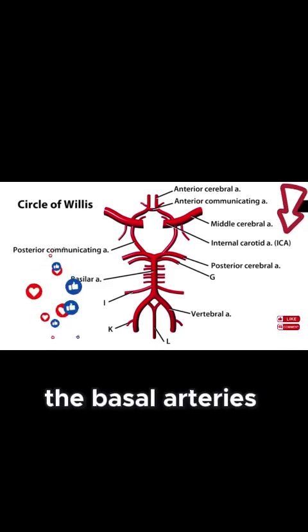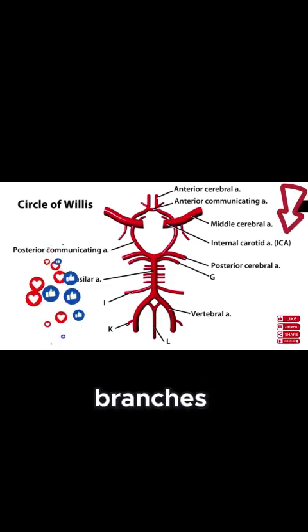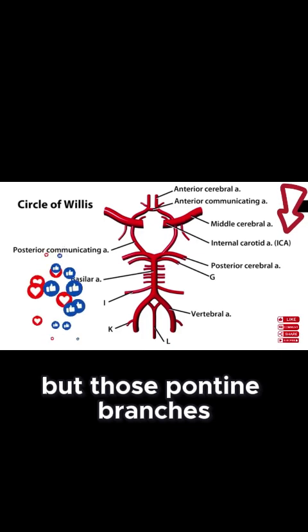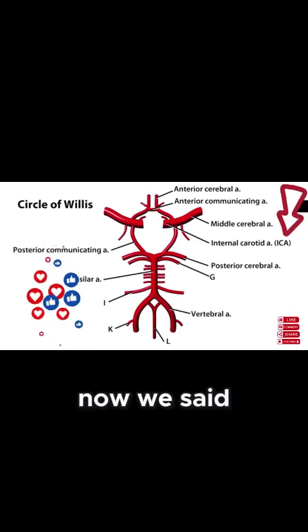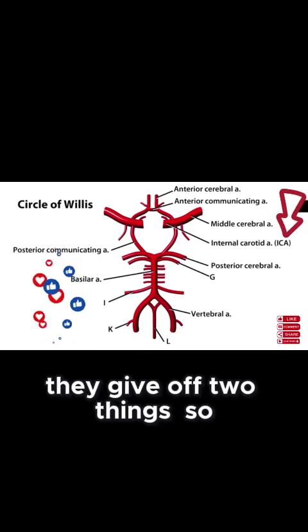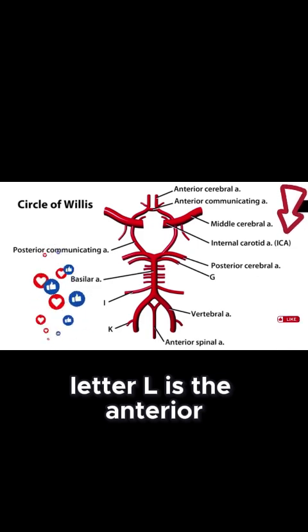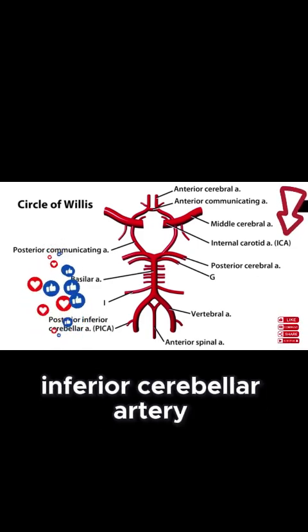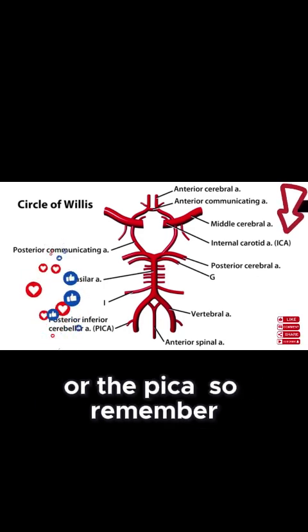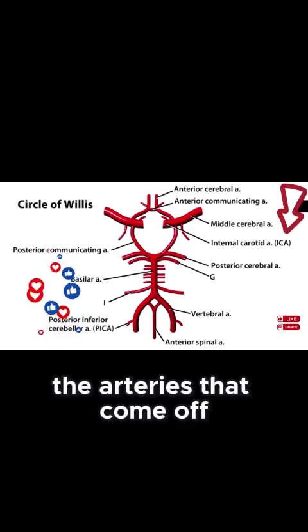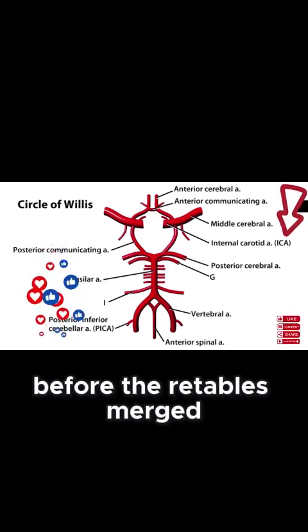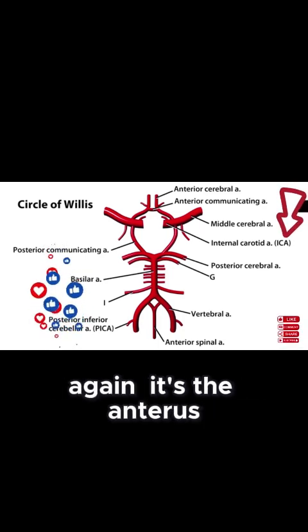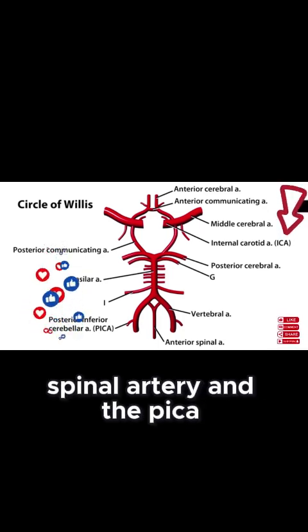And then coming off the basilar artery, you have a bunch of pontine branches, which aren't labeled here, but those pontine branches supply the pons. Now we said before the vertebrals merge, they give off two things. So letter L is the anterior spinal artery, and then letter K is the posterior inferior cerebellar artery, or the PICA. So remember those two as the arteries that come off the vertebral arteries before the vertebrals merge to form the basilar artery. Again, it's the anterior spinal artery and the PICA.